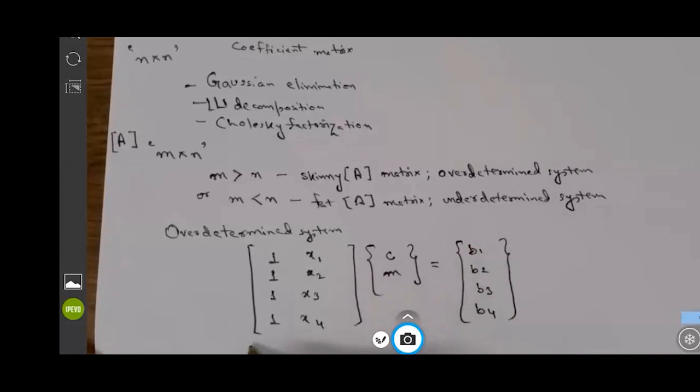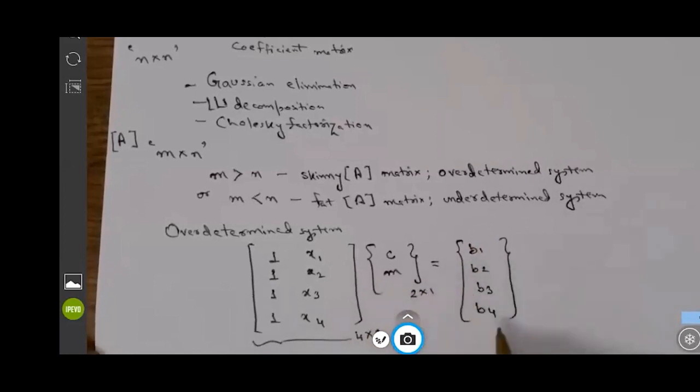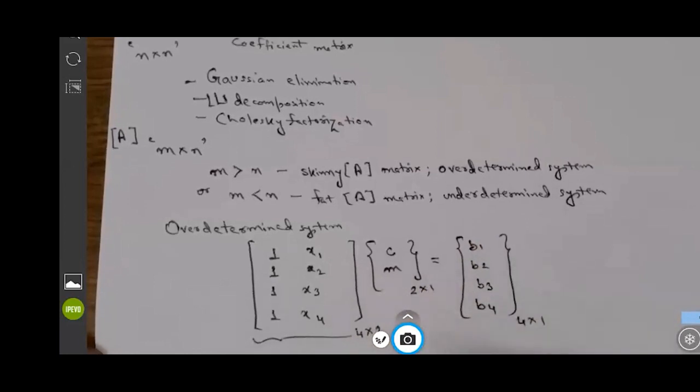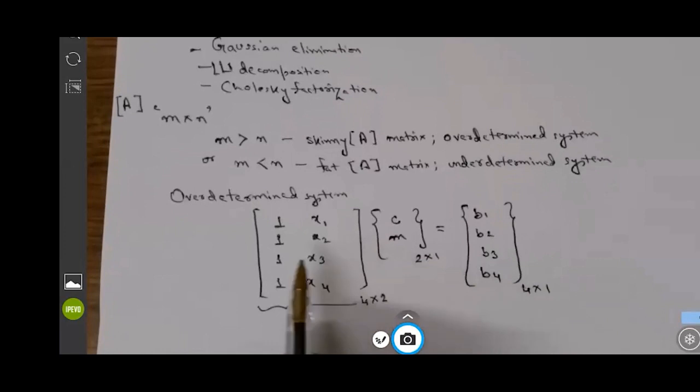So this specific A matrix has 4 rows, 2 columns. This has 2 rows, 1 column. This has 4 rows, 1 column. For matrix multiplication to happen, the number of columns of the first matrix should be equal to the number of rows in the second matrix. That has to be the same, otherwise matrix multiplication cannot happen. So you have to always remember.